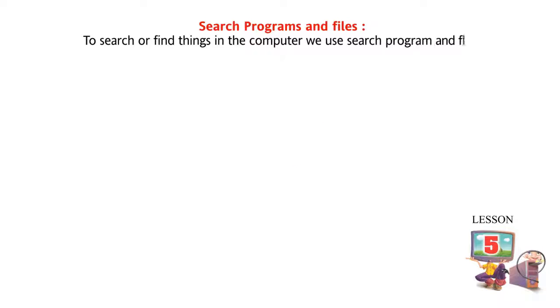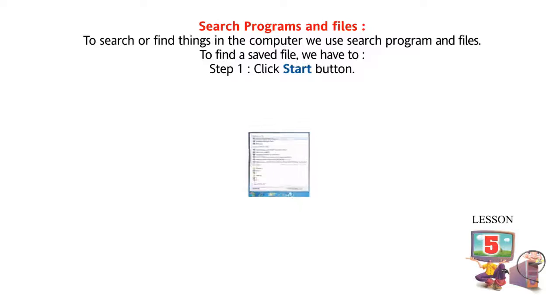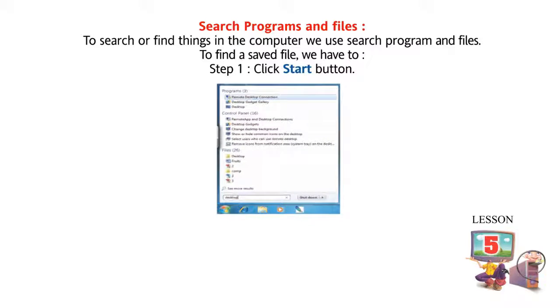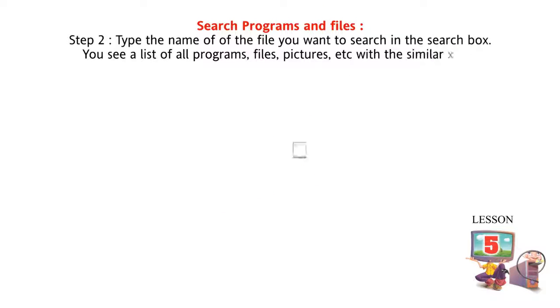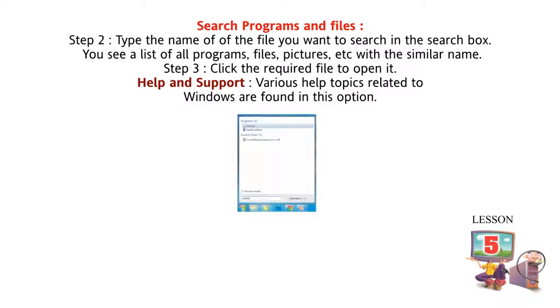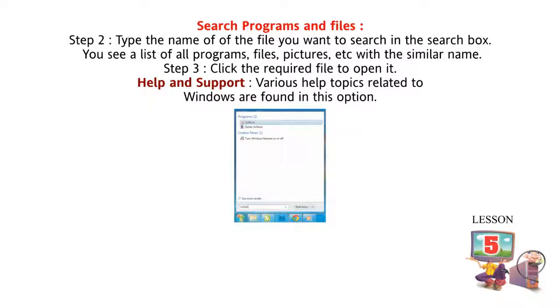Search programs and files. To search or find things in the computer, we use Search programs and files. To find a saved file, step 1. Click Start button. Step 2. Type the name of the file you want to search in the search box. You see a list of all the programs, files, pictures, etc. with a similar name. Step 3. Click the required file to open it.